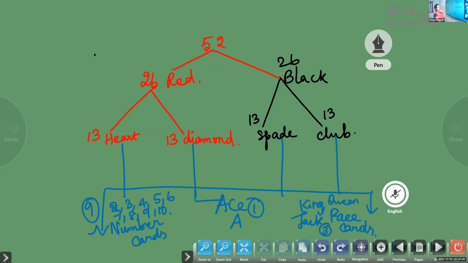How many black number cards are there? 18, ma'am. 18 black number cards are there. Rijas, how many face cards are there? 12. In each type you will get 3. Okay, now based on this, let's do the problem.